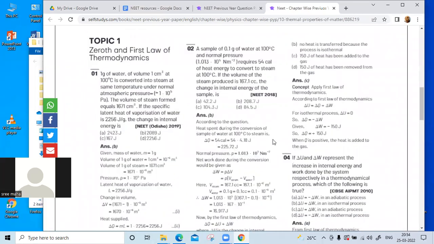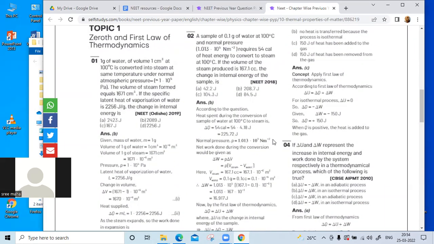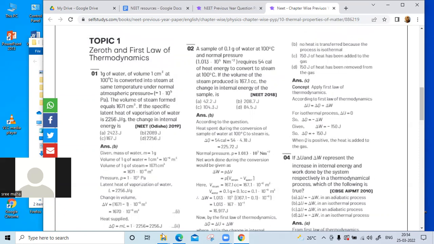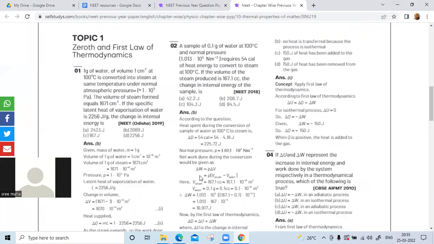Have you already done these things? We have not done these things, no? Okay. These are thermodynamics. 2019.